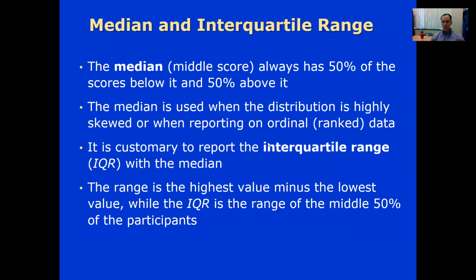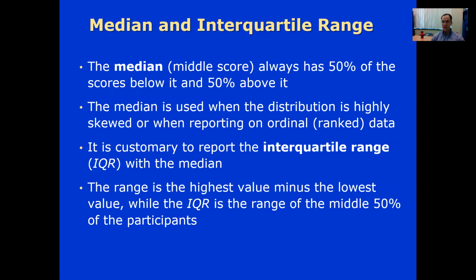So another variable to report is the median, or the middle score, and it always has 50% of scores below it and 50% above it. Now, the median is important to report when the distribution is highly skewed or when reporting an ordinal rank scale. When it's positively or negatively skewed, showing a median might be effective. Or you can report an ordinal scale.